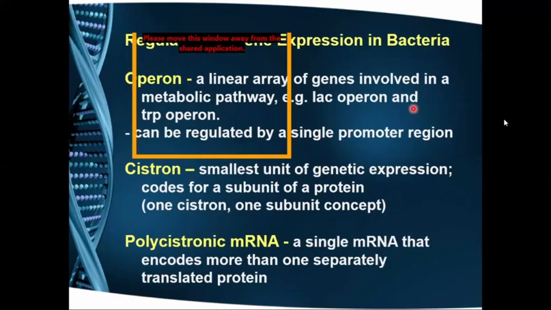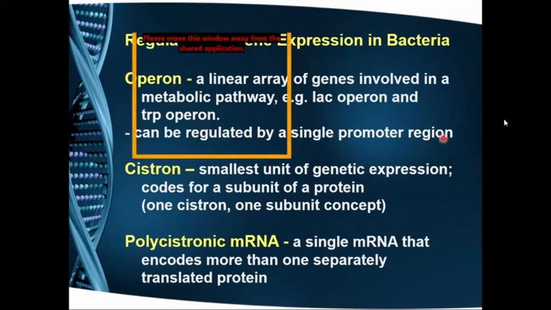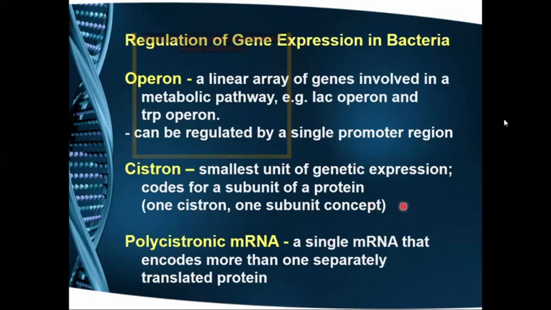So this is the regulation of gene expression in bacteria. What is an operon? It is a linear array of genes involved in a metabolic pathway. Our example is lac operon and tryptophan operon, which is regulated by a single promoter region. A cistron is the smallest subunit of genetic expression. It codes for a subunit of an oligomeric protein. So one cistron, one subunit concept.